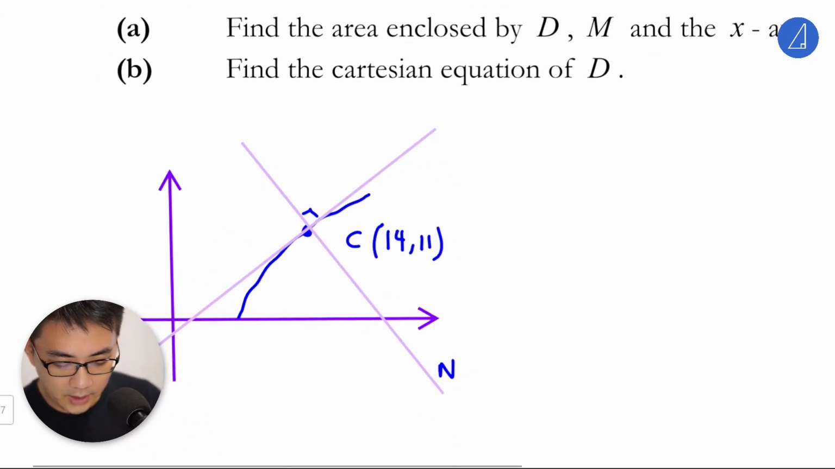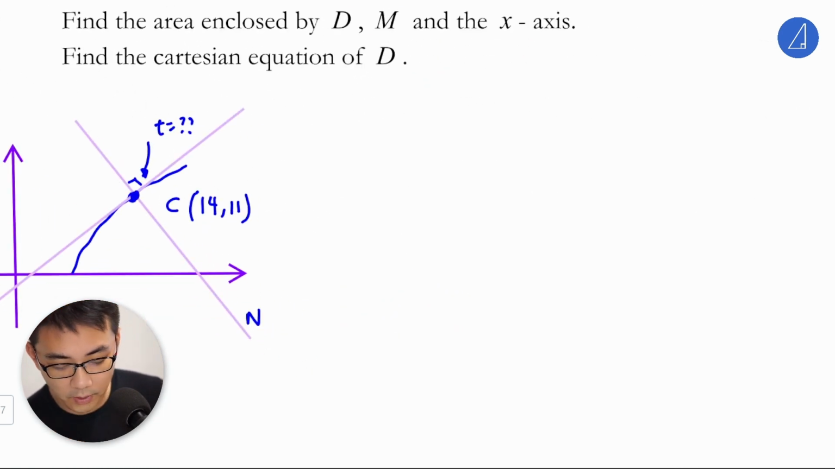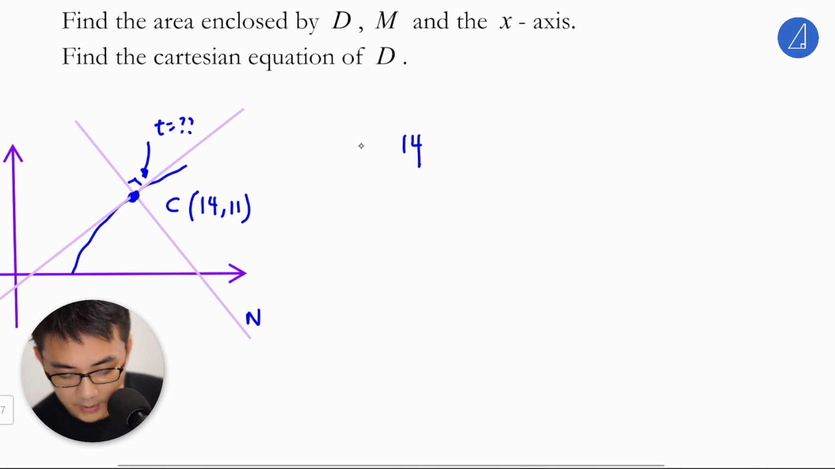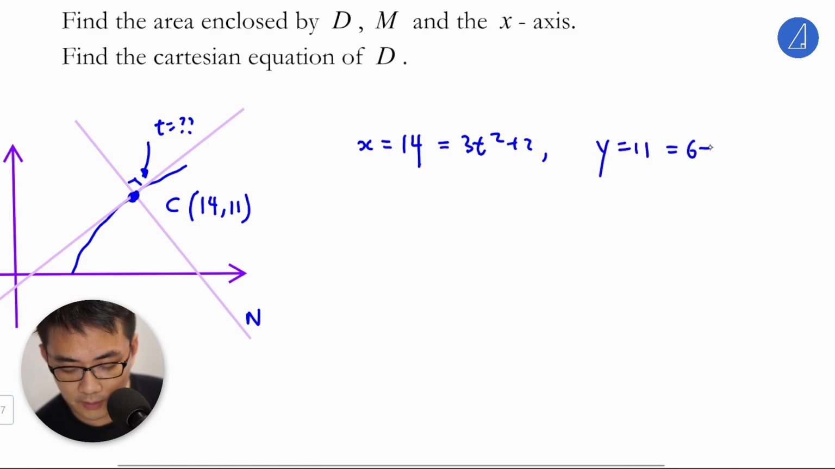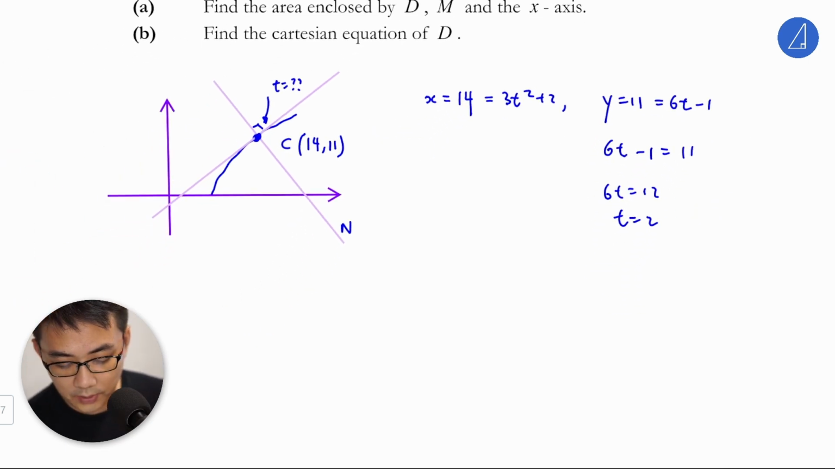Now, the thing about parametric equations is it's very, very important to know what t corresponds to. Before you do anything else, you need to know the parameter which corresponds to the point here. If not, it won't work. So I know that x equals 14, which equals 3t squared plus 2, and y equals 11, which equals 6t minus 1. I'm just going to use 6t minus 1 because this is linear. 6t minus 1 equals 11, so 6t equals 12 and t equals 2. So here we know that t equals 2.